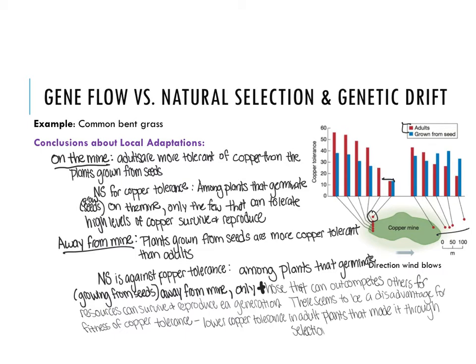than in the seeds, which haven't experienced natural selection yet, right? So again, the blue bars are higher than the red bars. The blue bars are the seeds, the red bars are the adults. The only place the red bar is higher is the one site that's on the mine. So the adults seem to do better if they don't have copper tolerance.